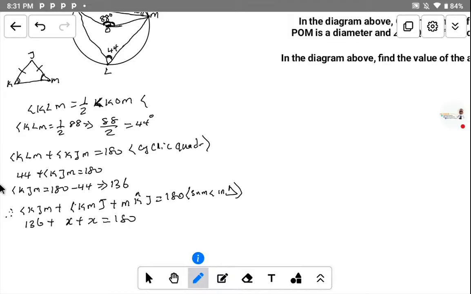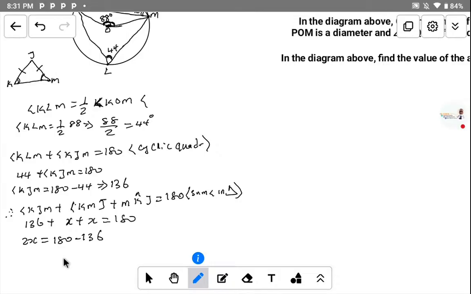So S plus S is 2S. So we have 2S here equal to, let's make it fast, 136 moved to the other side. So we have 180 minus 136.